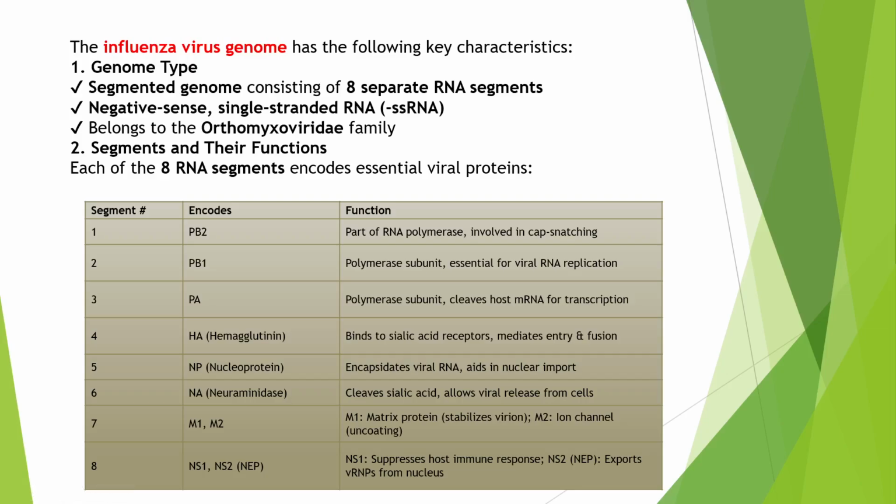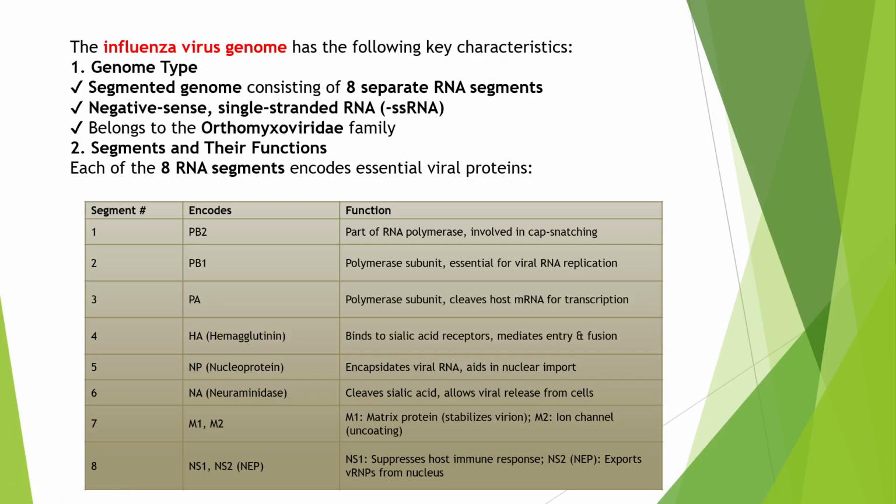Then next is: the influenza virus genome has the following key characteristics. The genome type of it is segmented. It is 8 separate RNA segments, we know. It is a segmented genome and it is a negative sense single-stranded RNA. It belongs to the family Orthomyxoviridae. And other than this, the segments and their function.